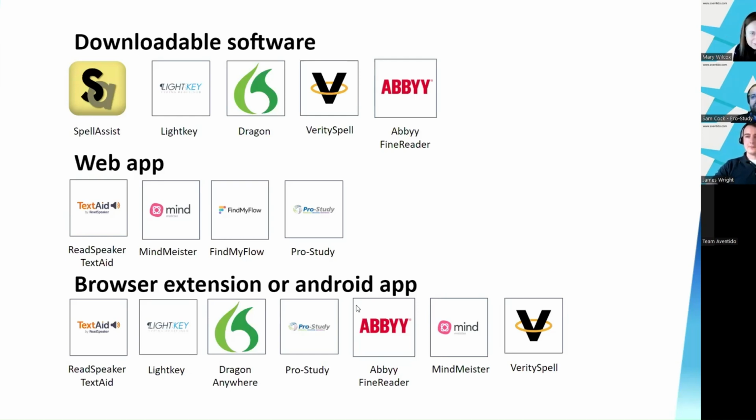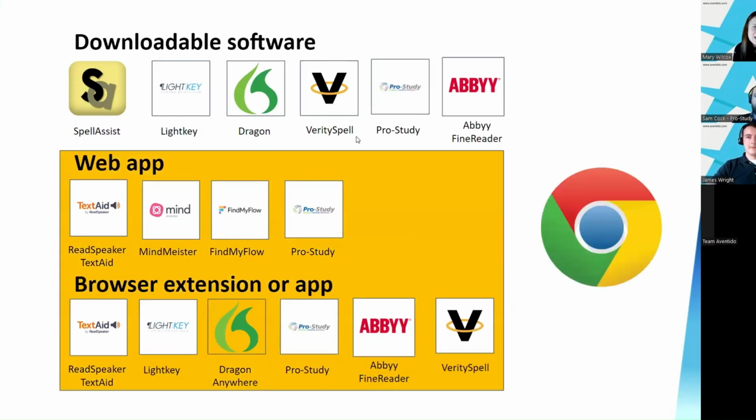But Aventido products, we've got downloadable software. So Spell Assist, like Key, Dragon, Verity Spell, ProStudy, and Abby Fine Reader. These are all downloadable software. You download it onto your Windows computer and run it on there.